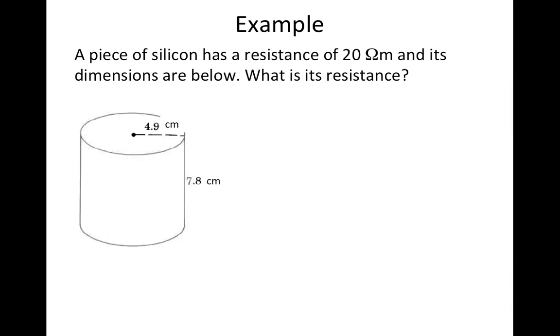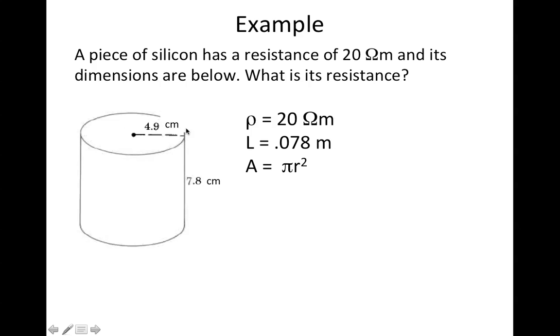So for example, if you have a piece of silicon and it has a resistance of 20 ohm meters, actually that should say resistivity of 20 ohm meters, and its dimensions are below, what is its resistance? If rho, resistivity, remember this is a typo right here, this should say resistivity, is 20 ohm meters, the length over here is 7.8 centimeters, which I convert to 0.078 meters. And then the area is this guy.